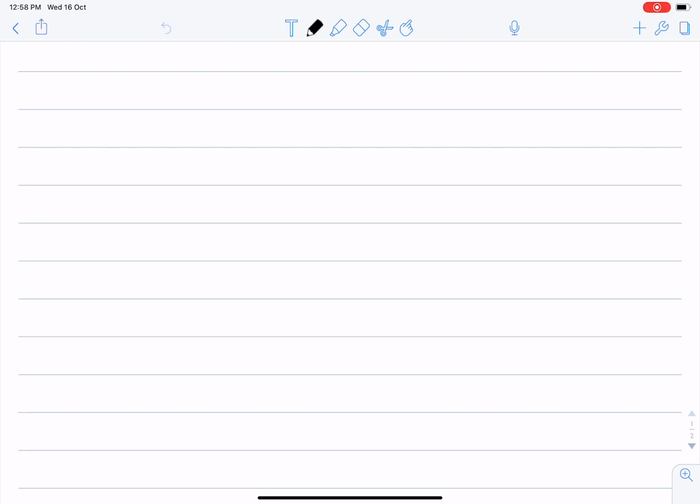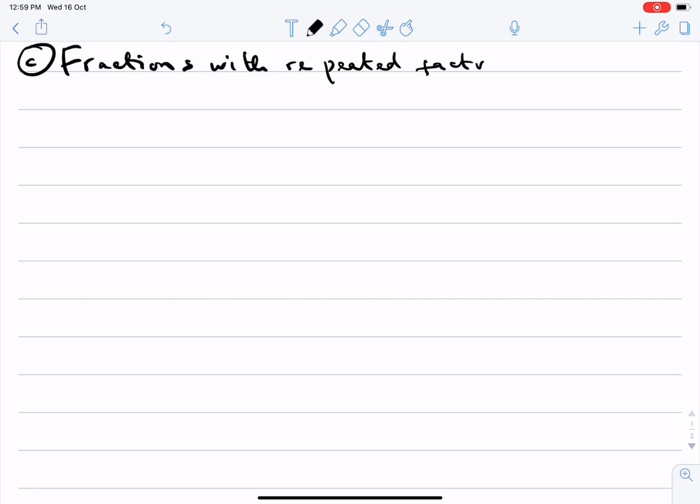Today we are treating another type of partial fractions. Let's call that C. They are fractions with repeated factors. They're actually fractions whose denominators are repeated. Let's solve a few questions on that. Examples.